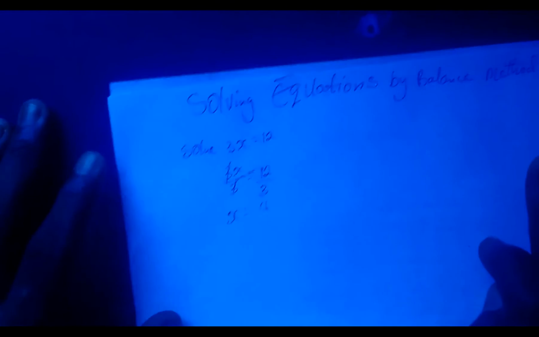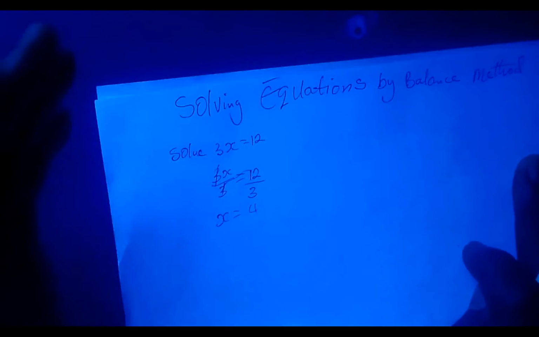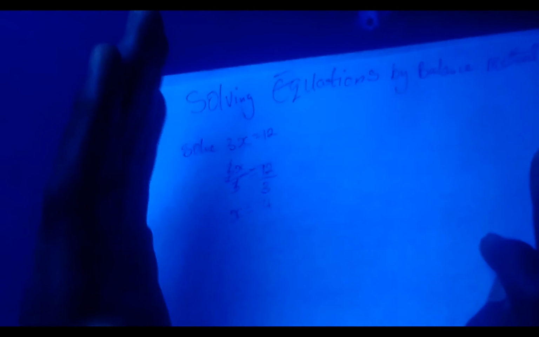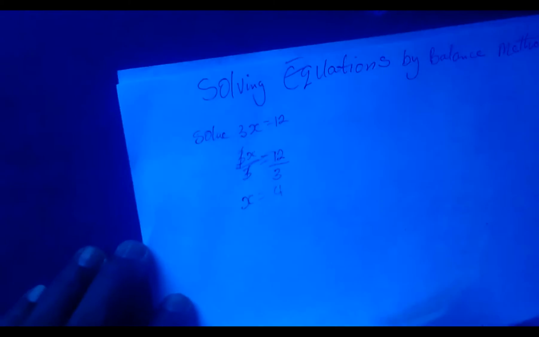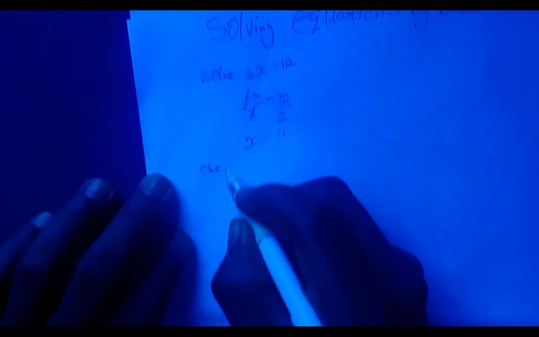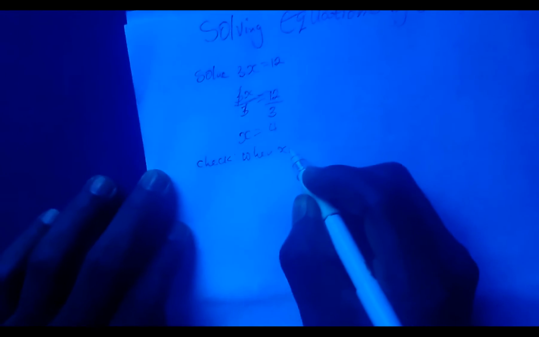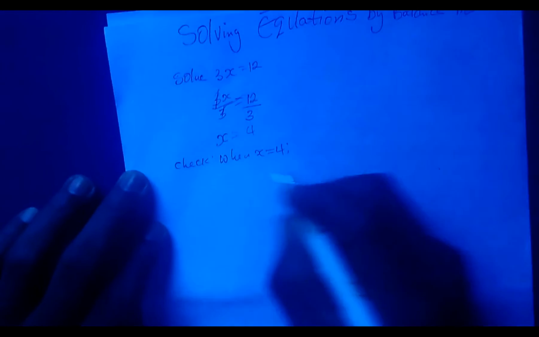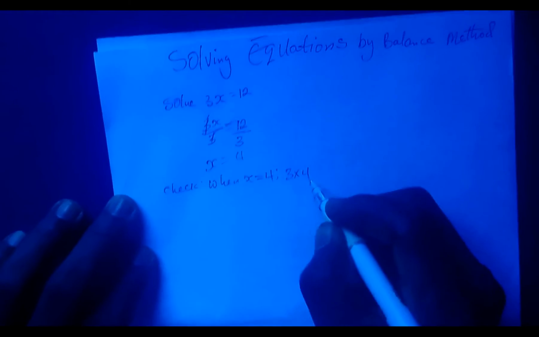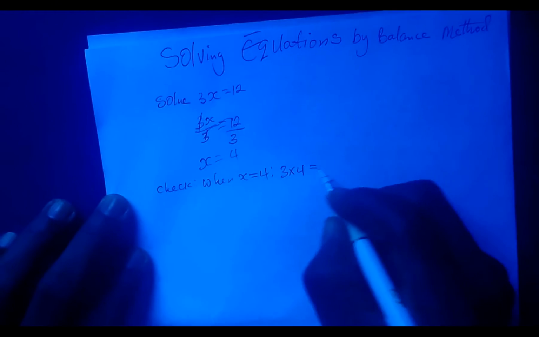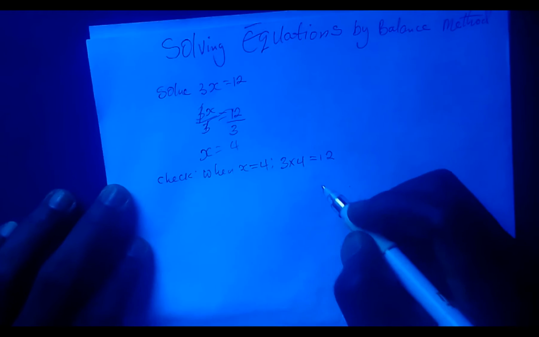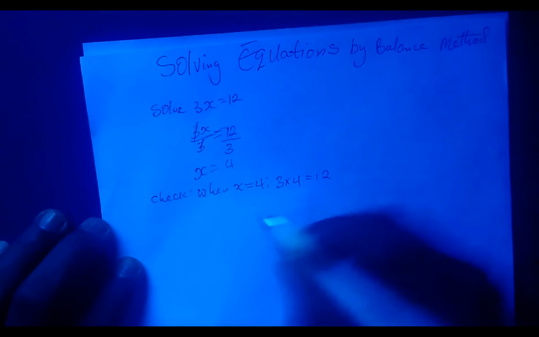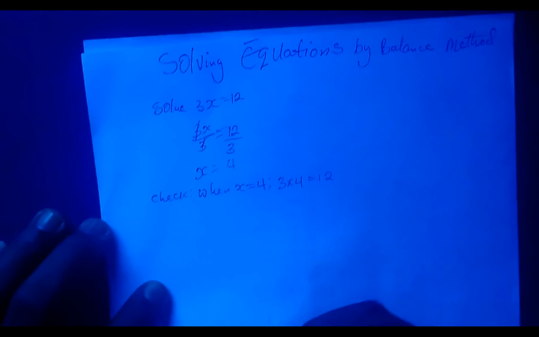Now you can see that solving equations by balance method is very simple. Let's check if what we solved here is correct. When x is equal to 4, that means 3 times 4, which is the value for x here, is also equal to 12. So let's try another example.